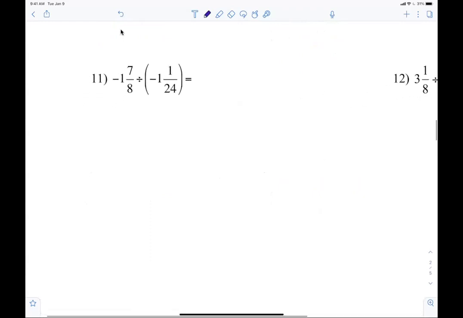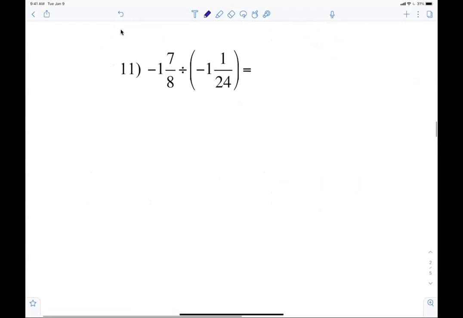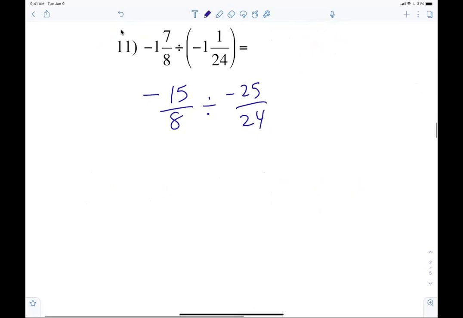Number 11, Mikey. So you change -1/7 to -15/8, and then times 25, -25/24. Divided by, right? Yeah, but you flip the sign. Okay, so now what does that become? You cross cancel. Wait a minute, times what? 25, -25/24. I don't think so. Times what? -25/24. Why do you think that?